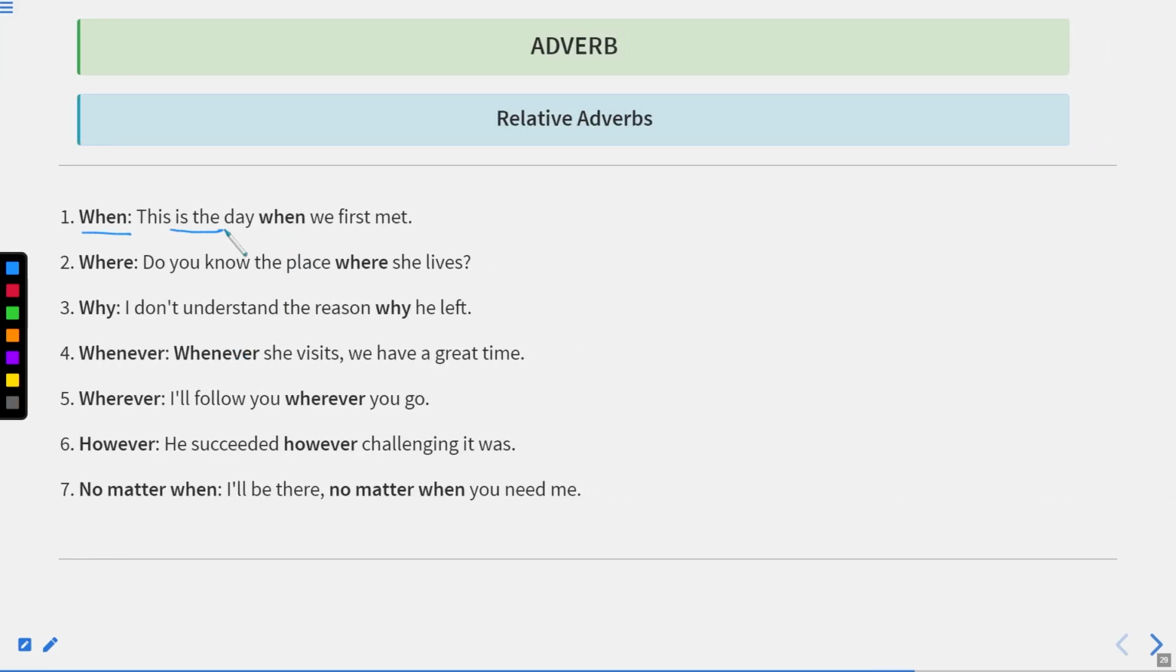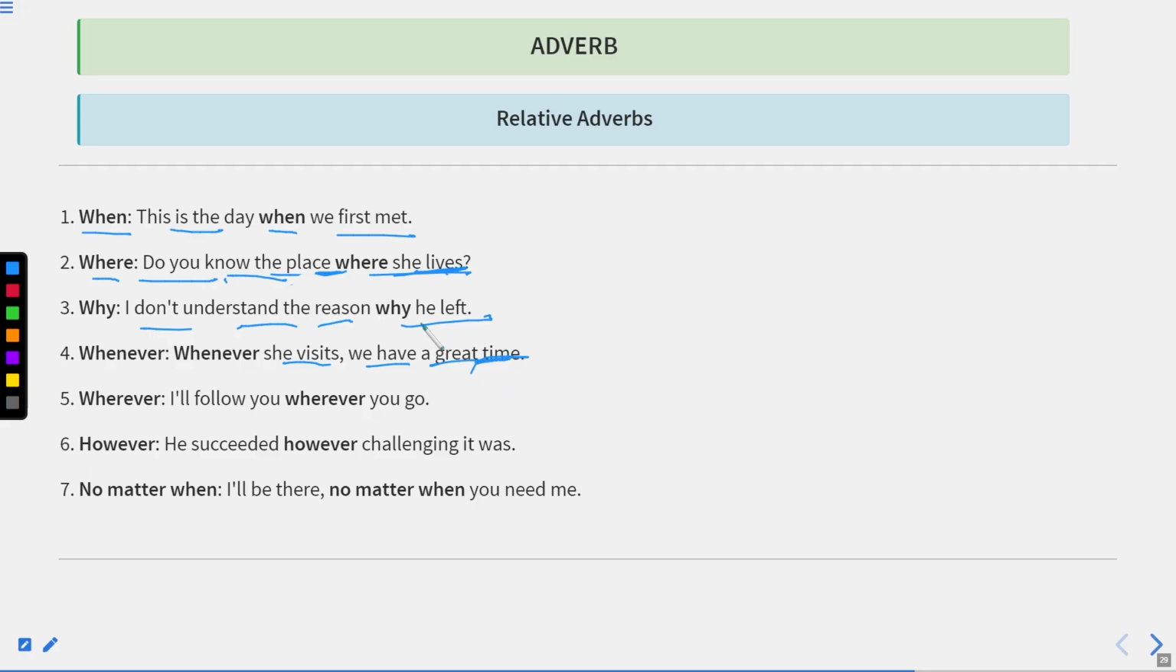First is when. This is the day when we first met. Where? Do you know the place where she lives? So do you know the place? Place is where she lives. She lives and place, so these can be linked together. I don't understand the reason why he left. Whenever she visits, we have a great time.